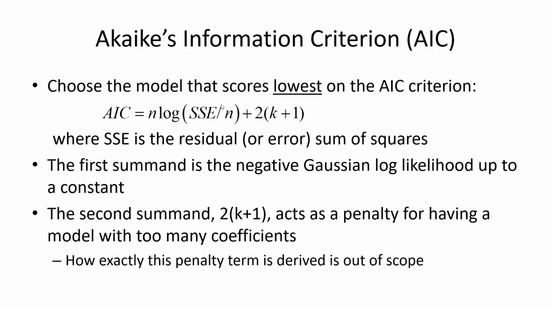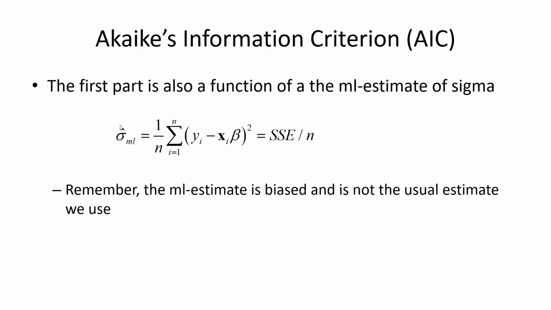So here, I want to point out this contains the sum of squares error divided by n, which is the maximum likelihood estimate of sigma squared. This should be a squared. And the maximum likelihood estimate is biased. Remember, we don't usually use that, because usually we divide by n minus p plus 1.